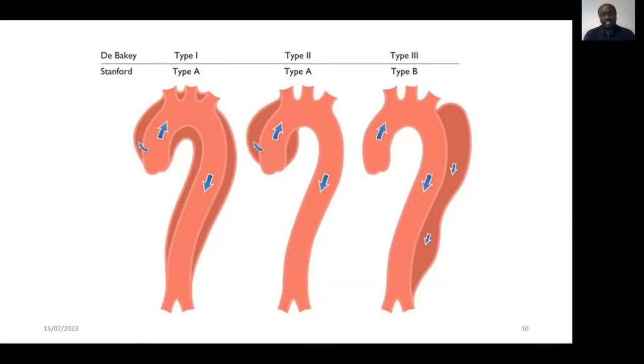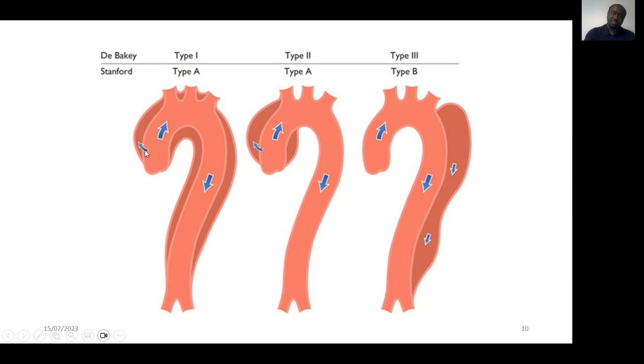So how do we classify dissections? There are two classifications: Stanford, which is very easy, and DeBakey. You can choose whichever, but most people just use Stanford these days because it's quite easy to understand. So what's a Stanford aortic dissection? Any dissection that involves the ascending aorta or the arch is type A. Simple. And when you say involve, what does that mean? Involve means the entry tear.